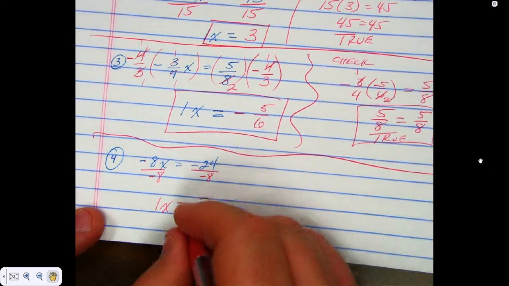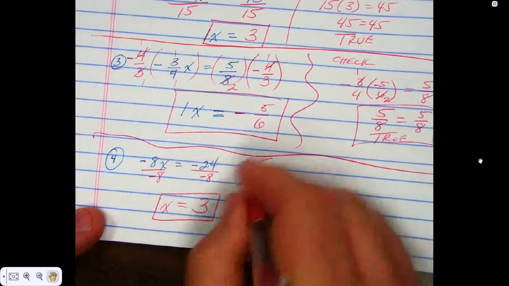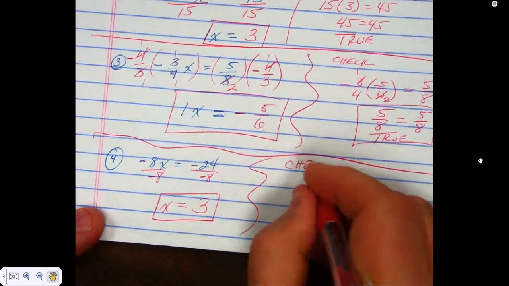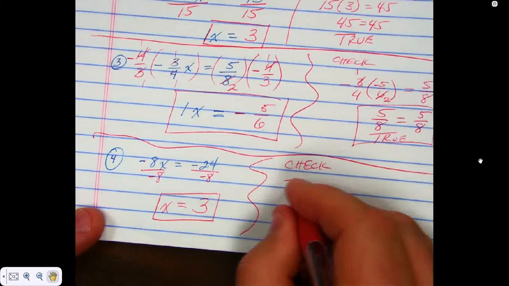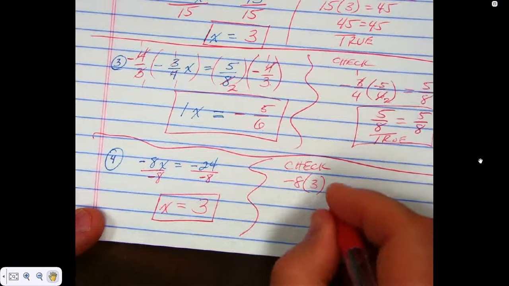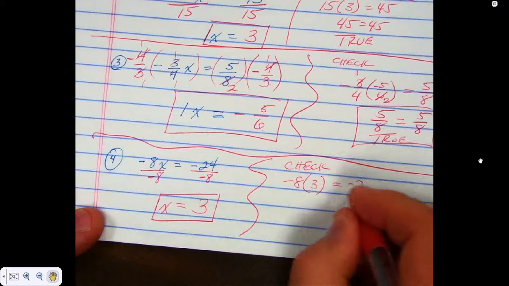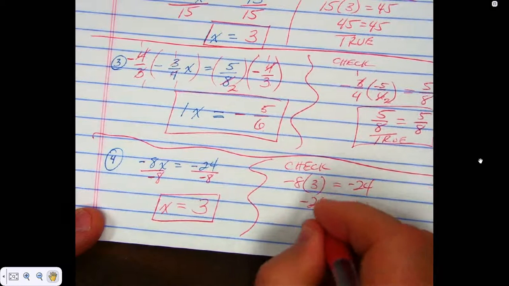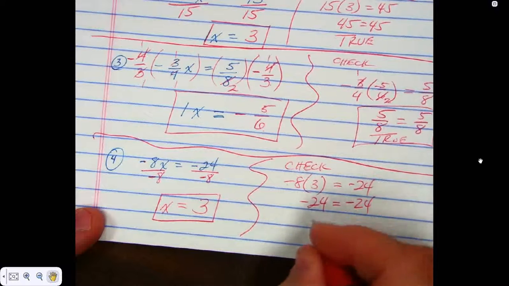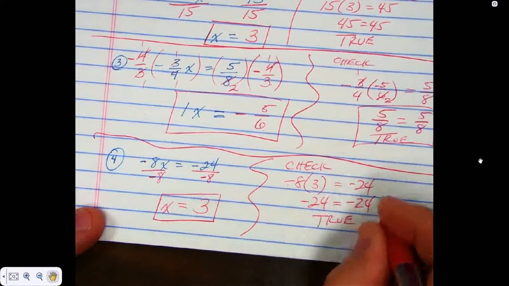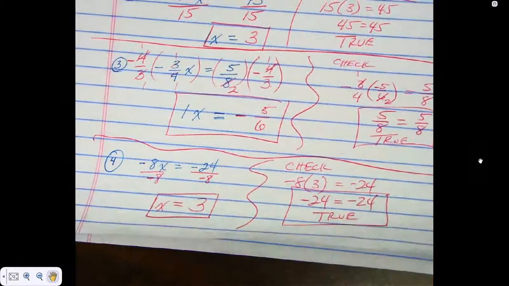24 divided by 8. Check. Negative 8 times a positive 3 is equal to negative 24. You multiply that out, you get negative 24 is equal to what? Negative 24. A true statement. Therefore, it is checked.